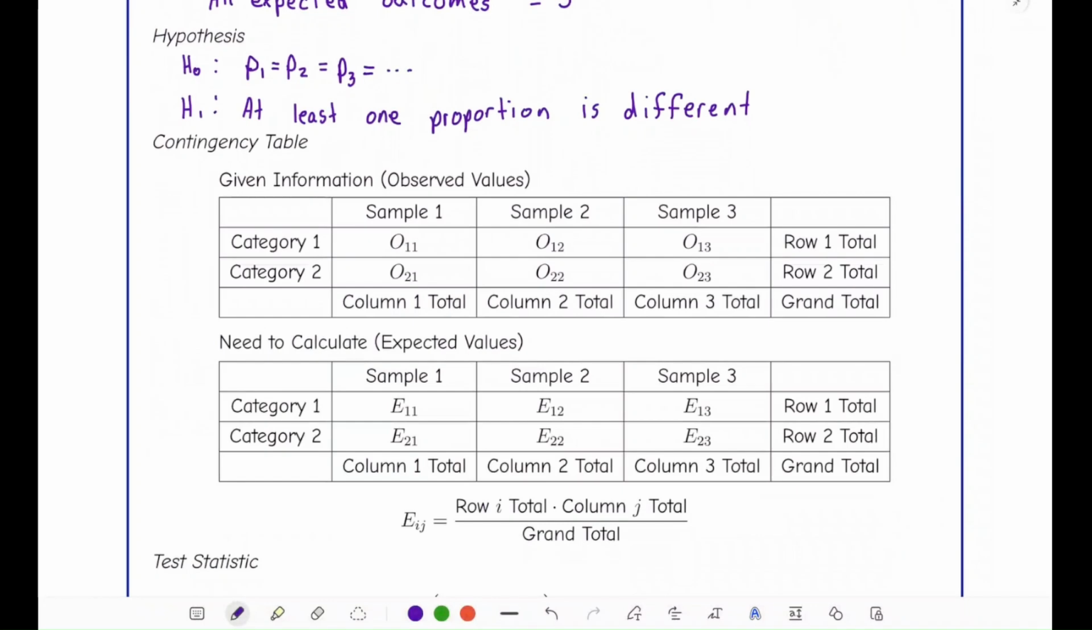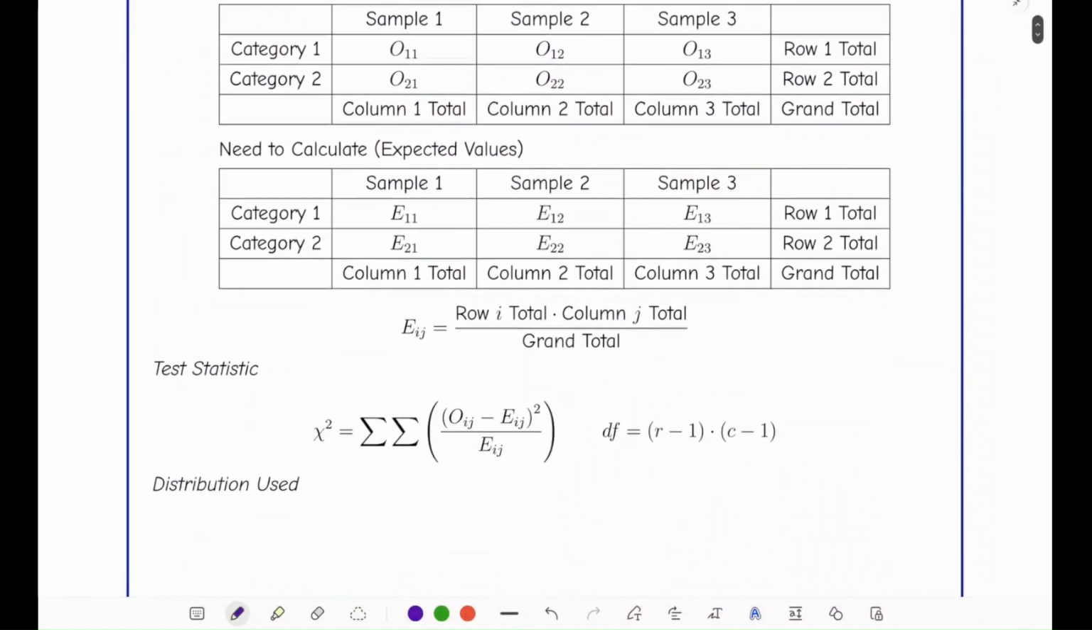And then after you calculate these expected values, to calculate the test statistic, you take each observed value minus its expected value squared divided by its expected value. And now since we're keeping track of rows and columns, that's why we have the double sigma sign here, because you have to take the double sum. And then this is chi-squared. And just like the t-distribution, this does have a degrees of freedom, but it's not n minus 1. It's the number of rows minus 1 times the number of columns minus 1. So R is the number of rows, C is the number of columns, subtract 1 from each, and multiply them.